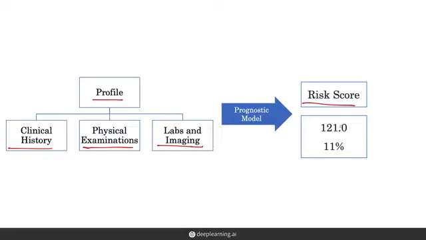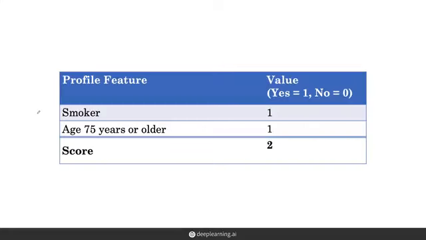Now, risk scores might be arbitrary numbers, or they might be probabilities. Let's see an example of a prognostic model. This prognostic model is going to use two patient features to come up with a risk score for heart disease. Let's say we had a patient who was a smoker over the age of 75. We would give them a score of 1 for being a smoker and 1 for being over 75 for a final risk score of 2.